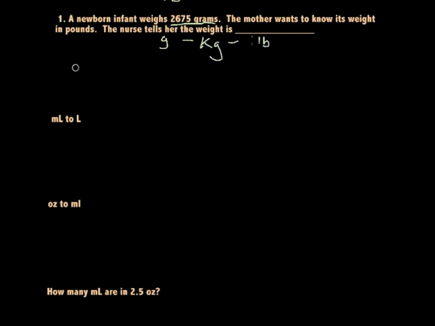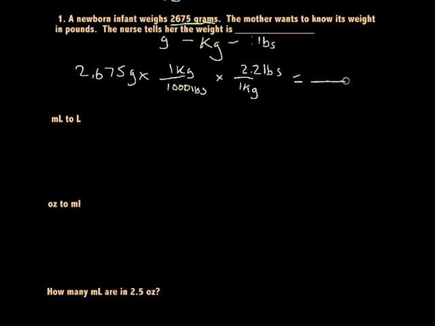All right. 2,675 grams times, I know for every 1 kilogram, I have 1,000 grams. Put an S on it. There we go. Grams. And then I know that for every 1 kilogram, I have 2.2 pounds. That's going to equal what?